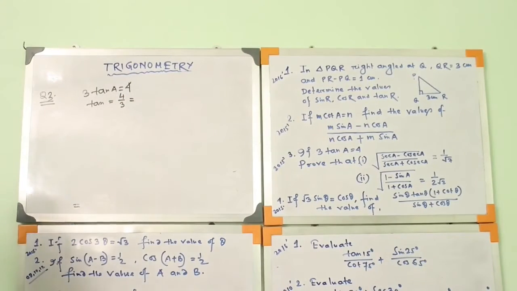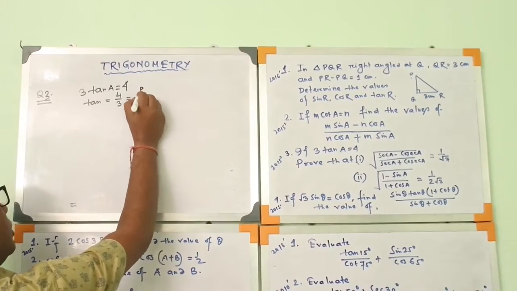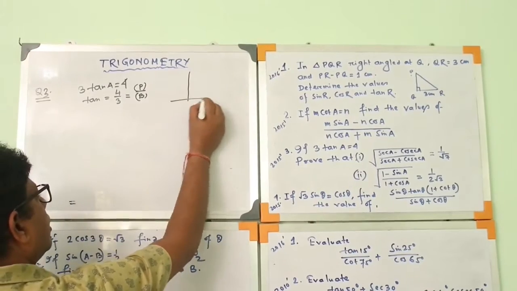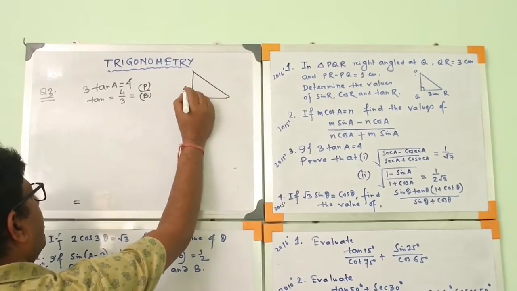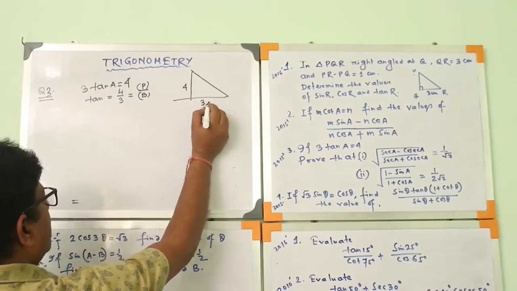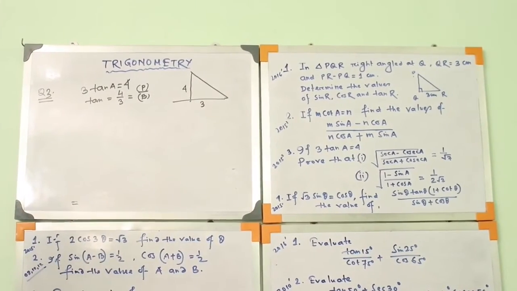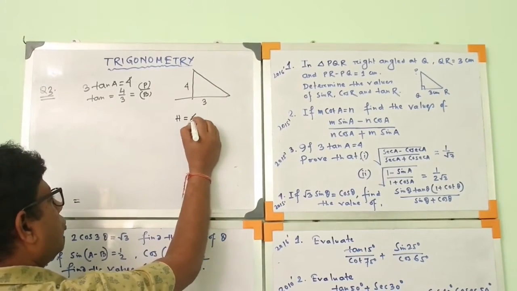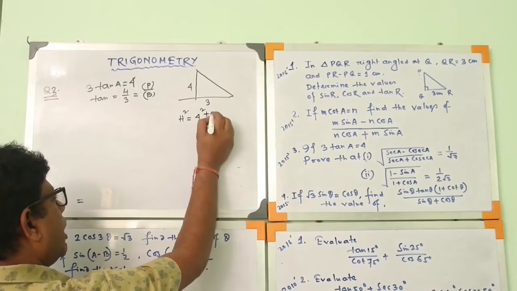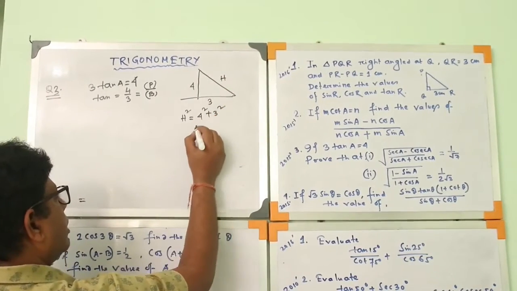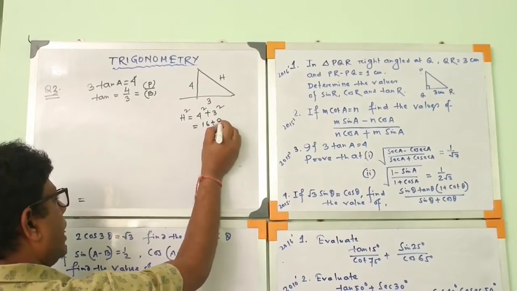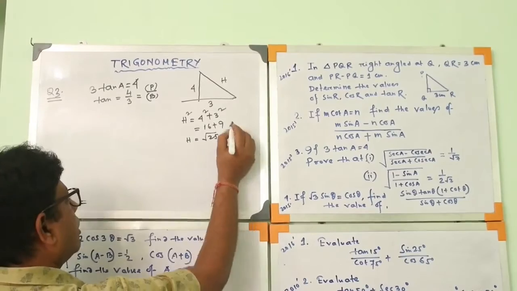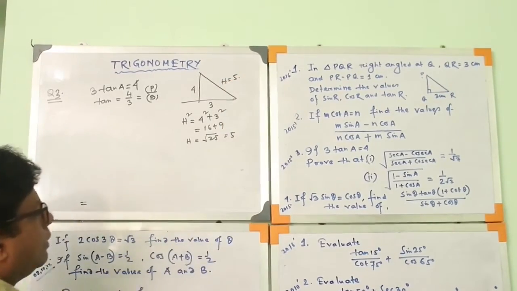So tan A is equal to P by B, we know. So for a right angle triangle, the perpendicular height is P, and base is given 3. So what will be the value of hypotenuse? Hypotenuse square is equal to 4 square plus 3 square, that means 16 plus 9. So hypotenuse is equal to square root of 25, that means 5. So the value of hypotenuse is 5.